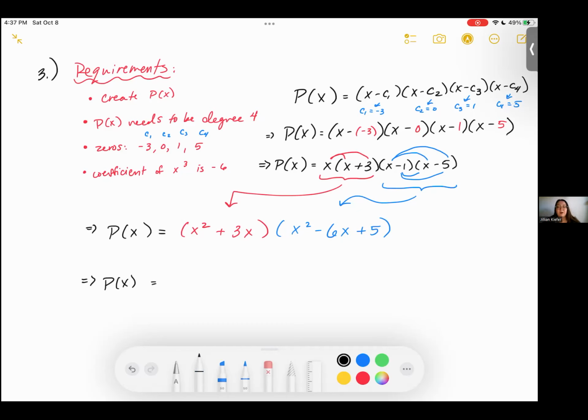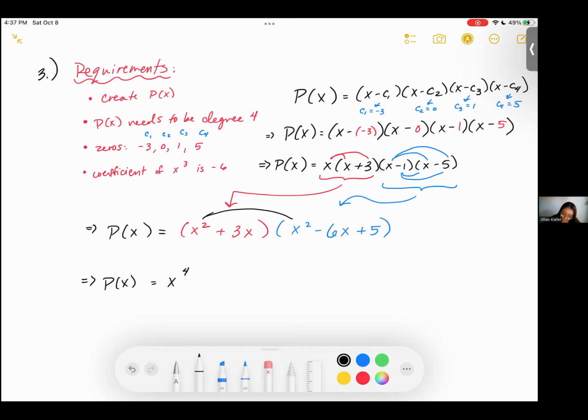And now it's not quite foiling as much anymore because we have more than just two terms in each factor. So it's going to work a little bit more like a very large distributive property type of multiplication here. So what we're going to do is multiply, once again, the first terms, so x squared times x squared, which will give us x to the power of 4.